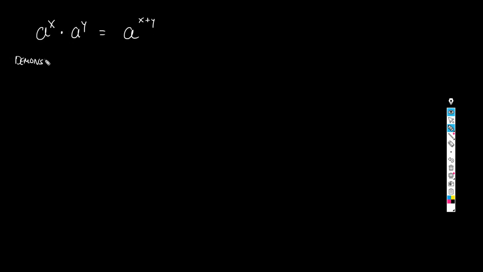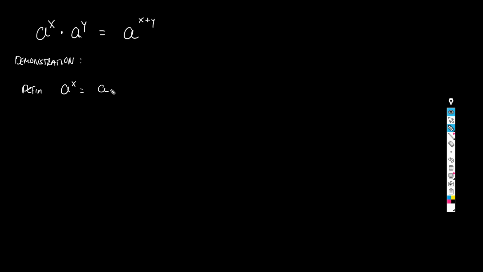In mathematics, we need to demonstrate all the stuff we say. Otherwise, it's not mathematics. We're not doing mathematics. So let's demonstrate this law or rule. Both things mean the same. So what am I going to use? I'm going to use my definition of what a to the x means.